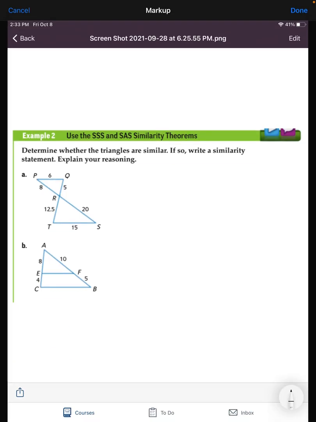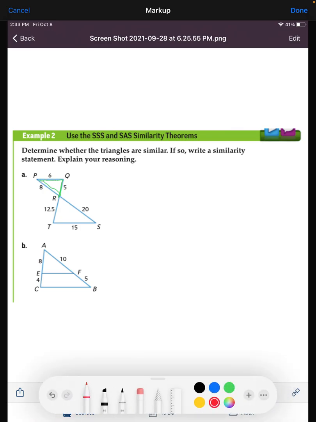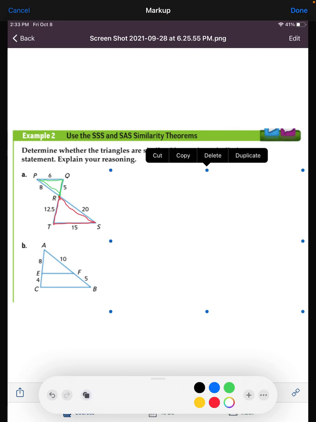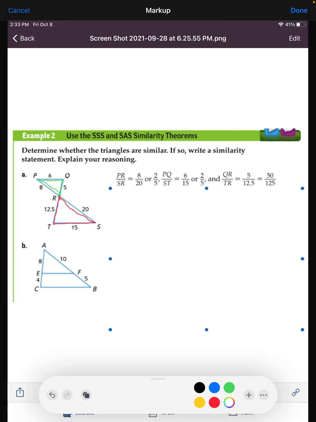So we have this triangle here, and then we have this triangle right here. So in order to prove that they're similar, we want to say that the ratios of one side to the other side in the different triangle are equal to each other. So we can say PR over SR.